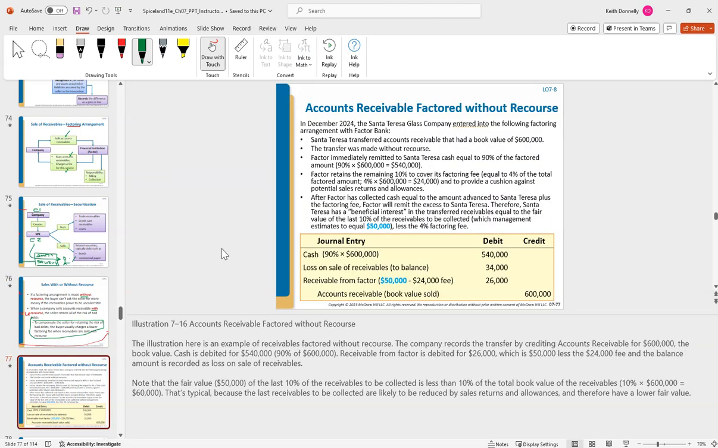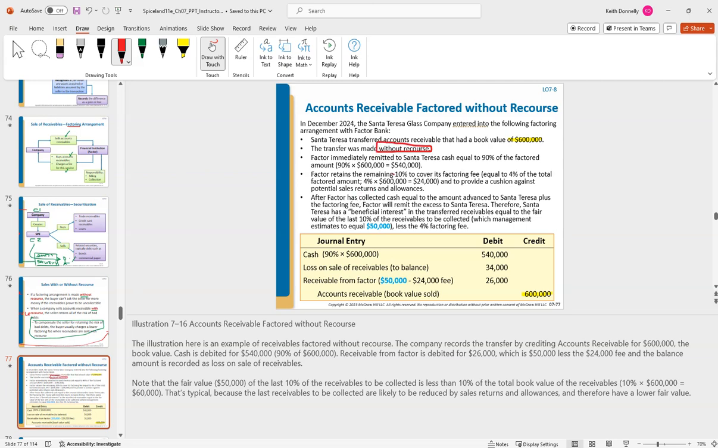All right, so this one's a little bit of a complex example, so let's unpack it slowly. It says in December 2024, they entered into the following agreement with a bank. The company transferred accounts receivable that had a book value of 600,000. So essentially we sold those to the factor. It was made without recourse.